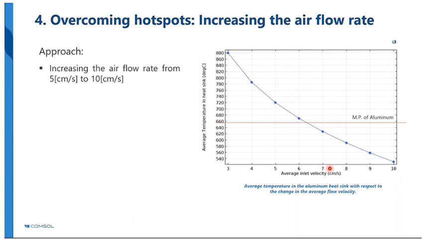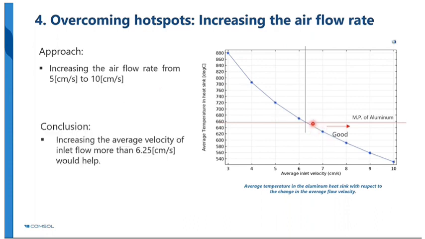Okay, we can also increase the airflow from the basic 5 centimeter per second to 10 centimeter per second, and you see that after around 6.25 centimeter per second, the temperature of the aluminium heat sink is less than the melting point, right? So you can go ahead with this 6.25 centimeter per second or more.